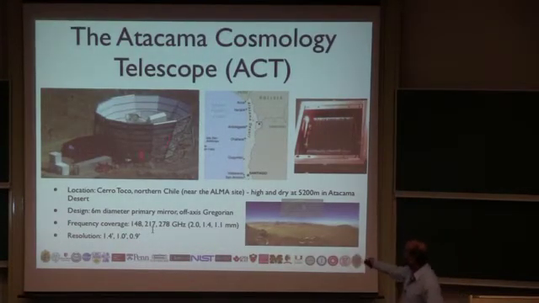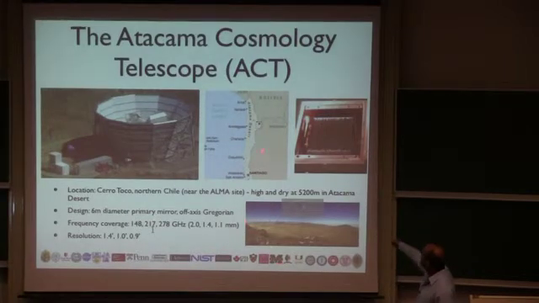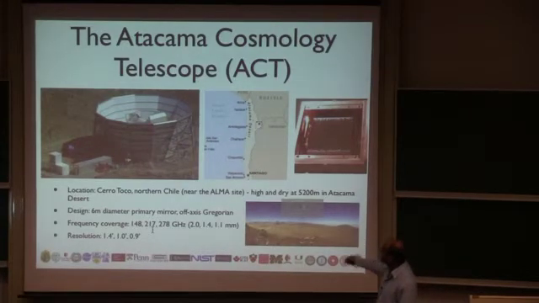So this is the ACT telescope. It's a project that I'm involved in, and a number of other people at UKZN. So we're a partner in the project. It's located in the Atacama Desert in Chile. So this is the telescope. It's a 6-meter primary, and it's an off-axis Gregorian.